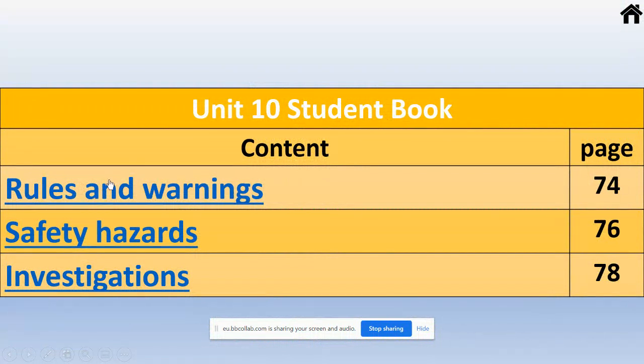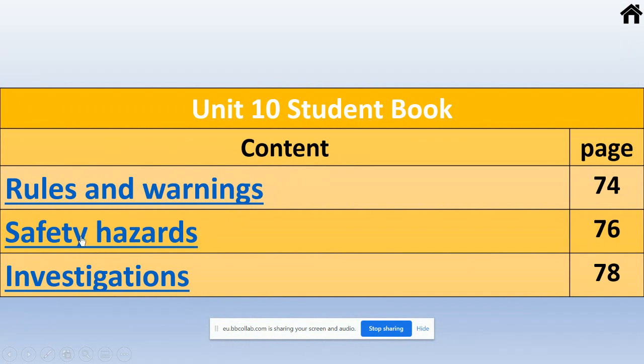Okay, we said that rules are a set of instructions that tell you to follow them and to prevent committing them in order to sustain order. Warnings are things that you say to warn others about a certain danger or certain outcome.